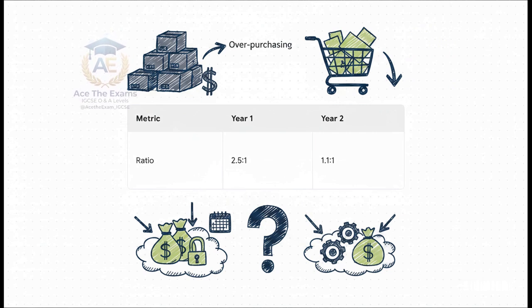Has inventory been vastly overpurchased, locking up liquid cash? Or perhaps trade payables are being settled far too slowly, damaging supplier relationships? Or, maybe cash reserves were completely depleted due to heavy capital expenditure. You have to aggressively debate these scenarios in your answers to prove you actually understand the firm's liquidity crisis.